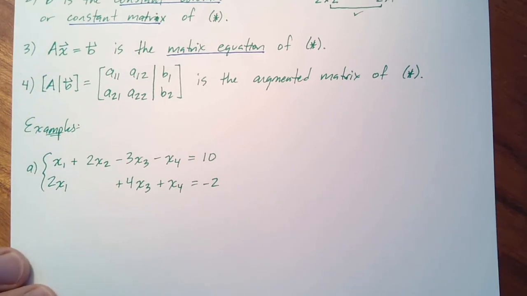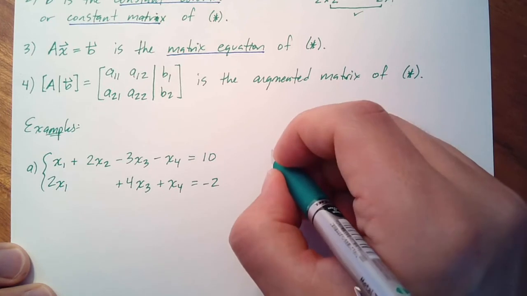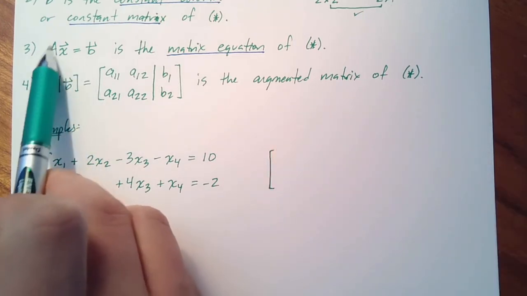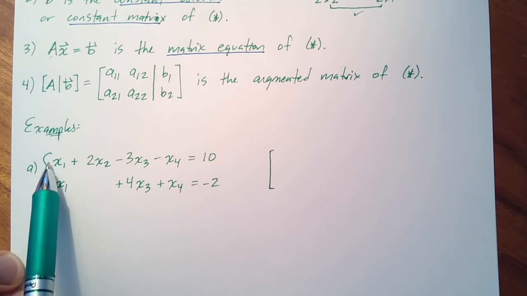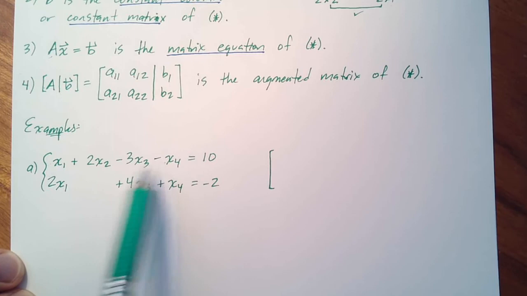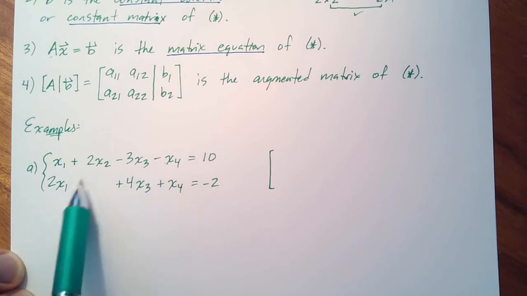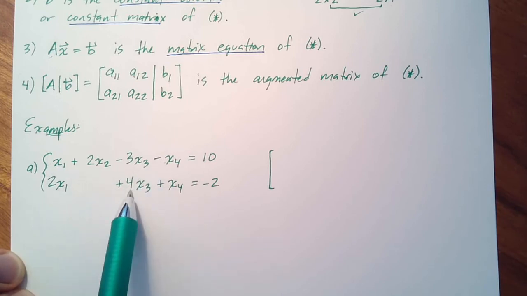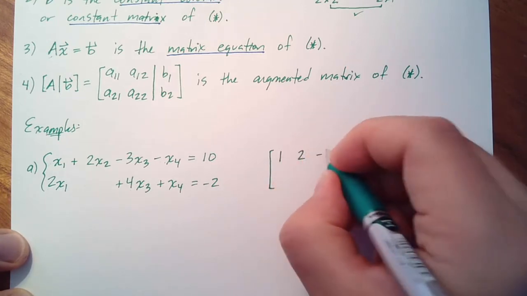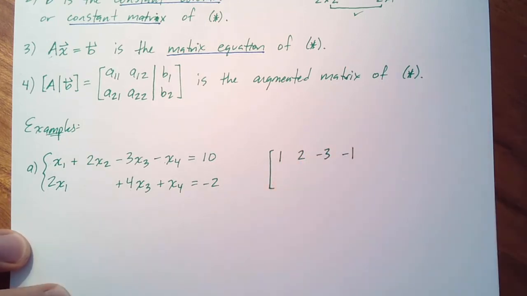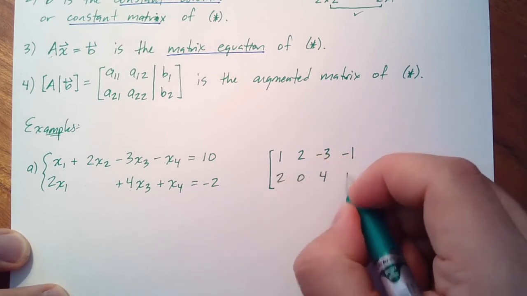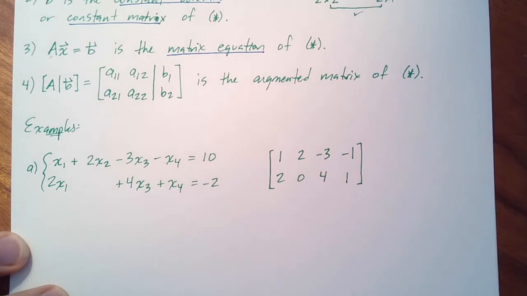If I were to write its matrix equation, I would follow this guide, right? First, write the coefficient matrix. So what are the coefficients? Well, there's a 1, 2, -3. This is like a -1 coefficient. Here I've got 2. There's no x2 at all, so I've got 2, 0, 4, and 1. So let's do that. 1, 2, -3, -1. And the second row will be 2, 0, 4, and +1. So that's the coefficient matrix.